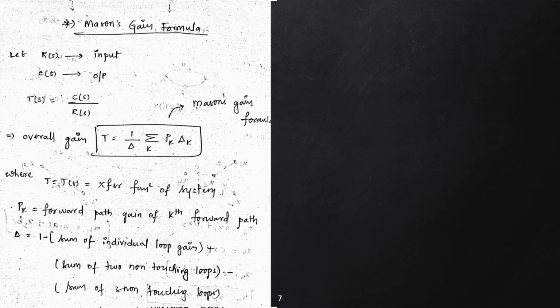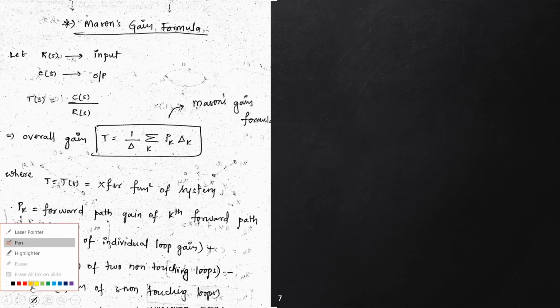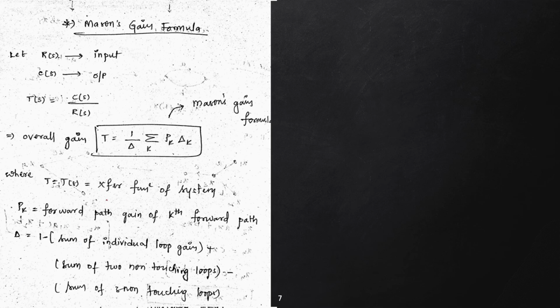Let us see Mason's gain formula, which is very important in order to find the transfer function of any signal flow graph that is given to us. Mason's gain formula was given by a scientist called Mason. So according to him, what it states is, R of S is nothing but the input signal and C of S is nothing but the output signal. We already know the transfer function is C of S upon R of S, which is nothing but the Laplace of output to that of the input with zero initial conditions.